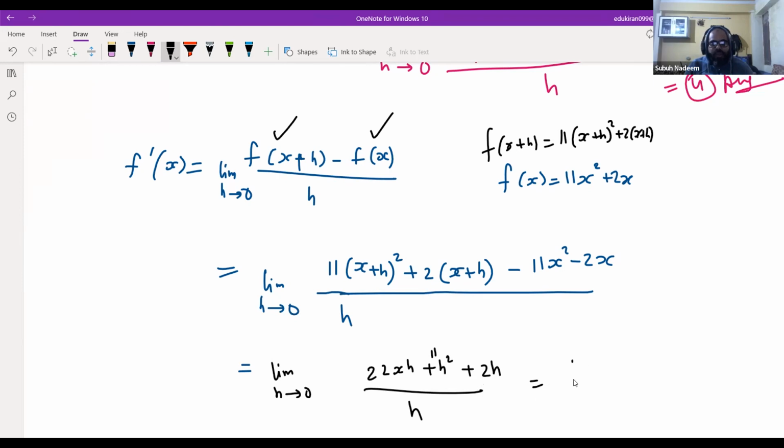So you take h as common. This will be 22x plus 11h plus 2 upon h, and you can cancel this h. Now you put h as 0, so you'll get 22x plus 2 as your answer.